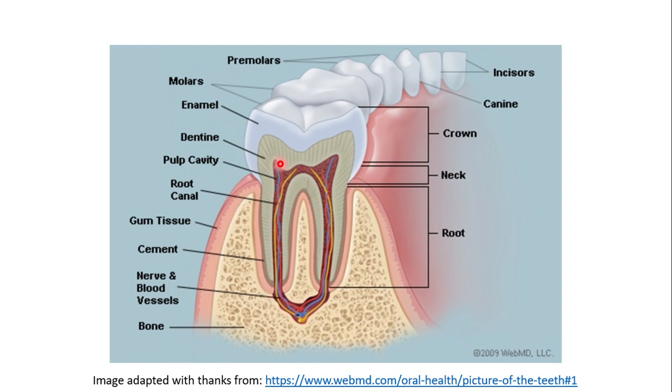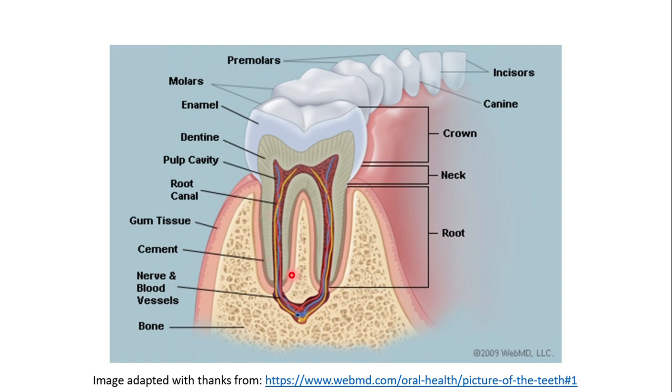So this root canal or pulp cavity has certain roots, and these roots provide the teeth nourishment, sensation, and protection. All right. And this is the cementum, which is also one of the structures that provide strength and support to the tooth.